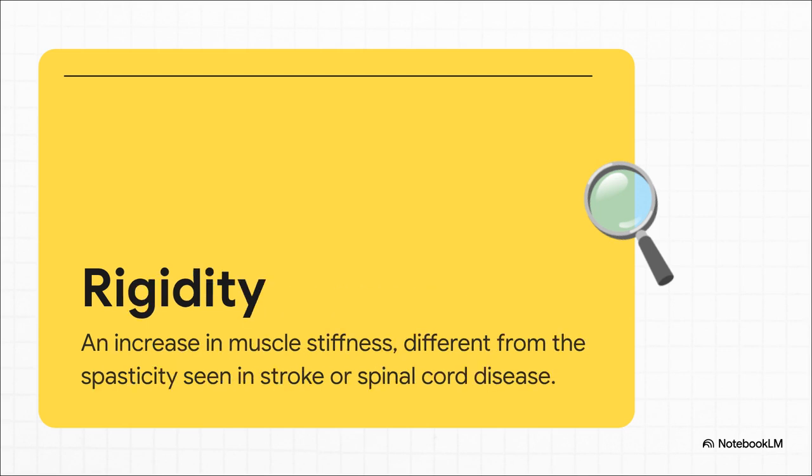And number 3 is rigidity, which is an increase in muscle stiffness. Now, it's really critical to distinguish this from spasticity, which you might see after a stroke. You see, spasticity is velocity dependent. It gets worse the faster you try to move the limb. The rigidity in Parkinson's, on the other hand, is a constant lead pipe kind of stiffness that's there throughout the entire range of motion, no matter how fast or slow you move it.